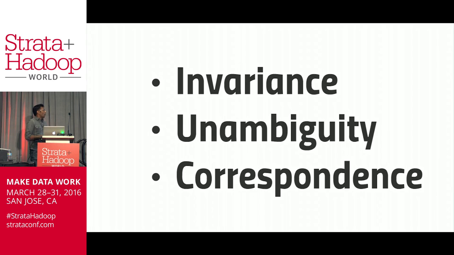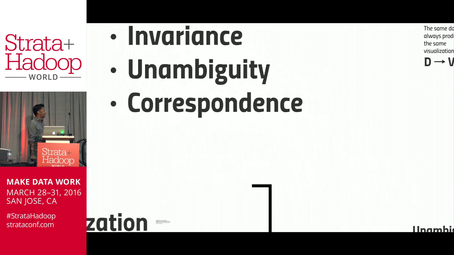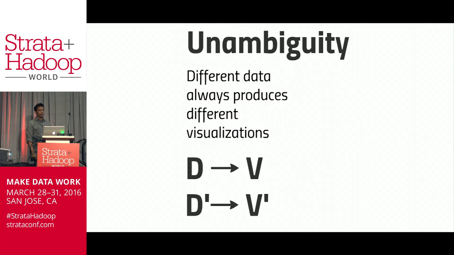Okay, so we're on to unambiguity. And it's, again, a very simple principle, which in practice is violated many times. Unambiguity says that different data always produces different visualizations. And so now we're going to look at cases where there's two or more in the pre-image and only one in the image, one visualization in the resulting image.